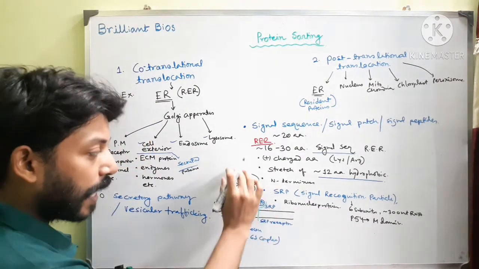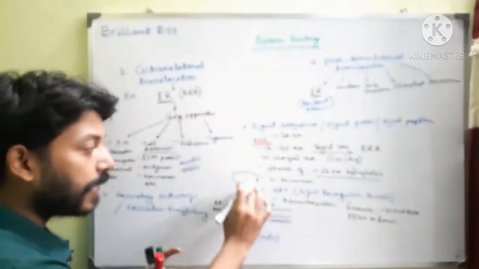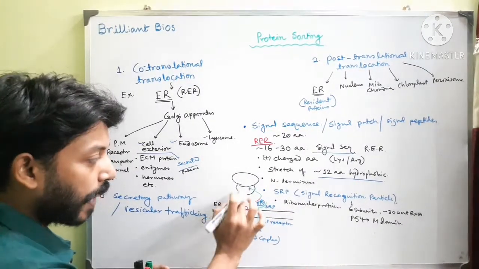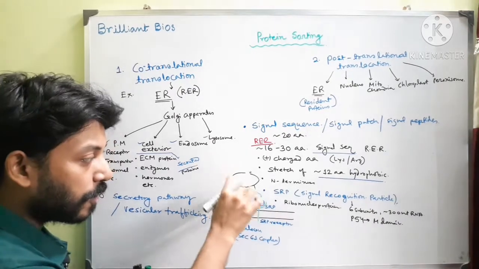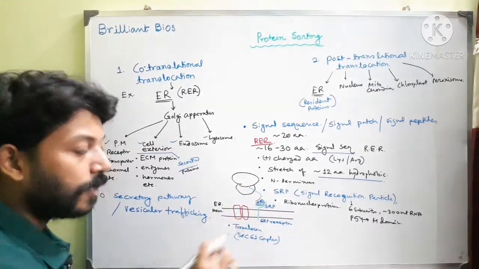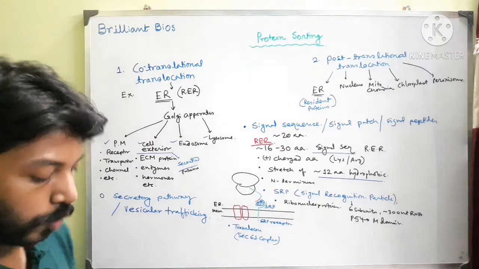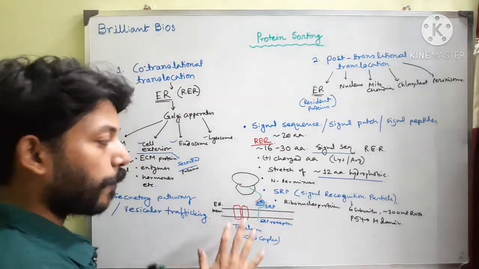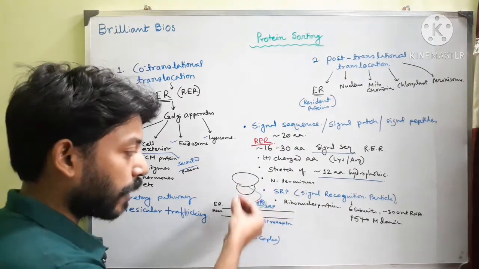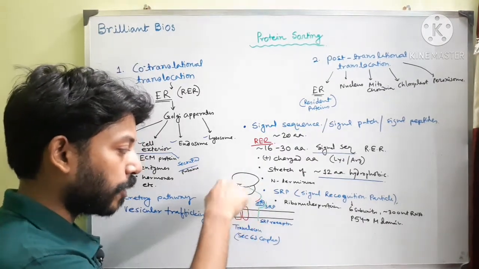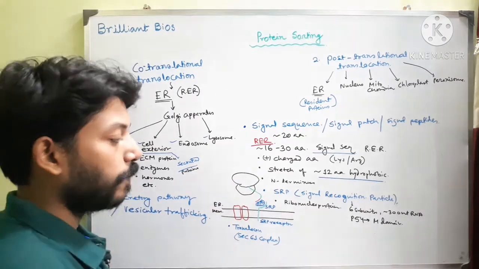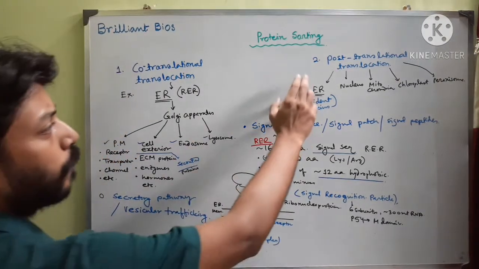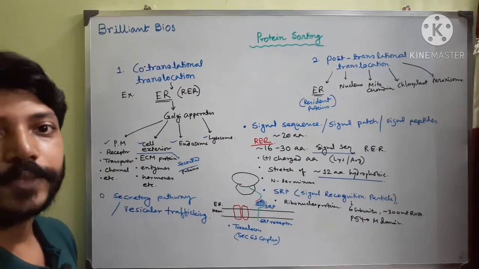So SRP helps to bring this complex, then this ribosome will sit on this translocon and deliver this protein through this channel called translocon. So this is co-translational translocation. Here there is no requirement of energy because as the proteins are produced, they start to enter through this translocon or SEC61 complex. Okay, now in case of post-translational translocation, there should be some difference.